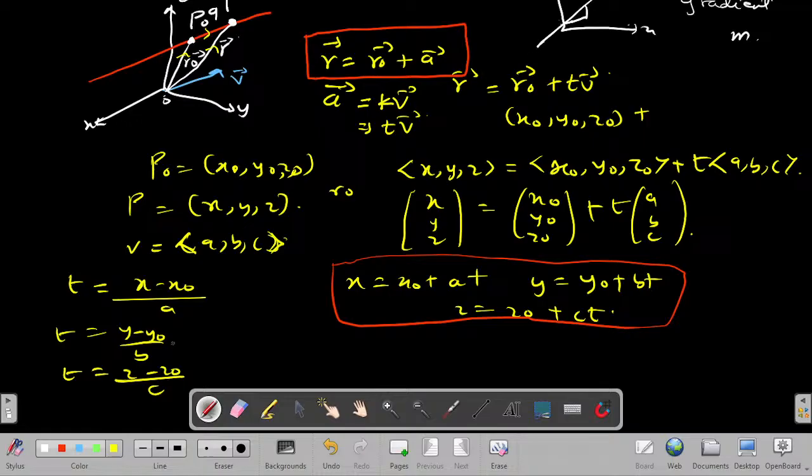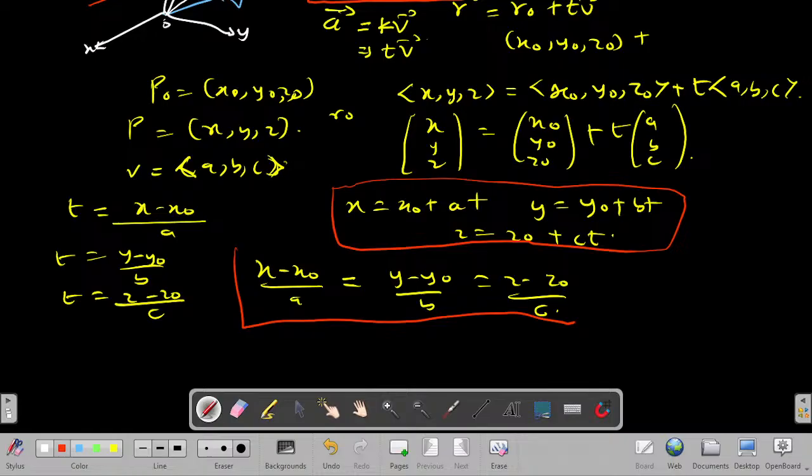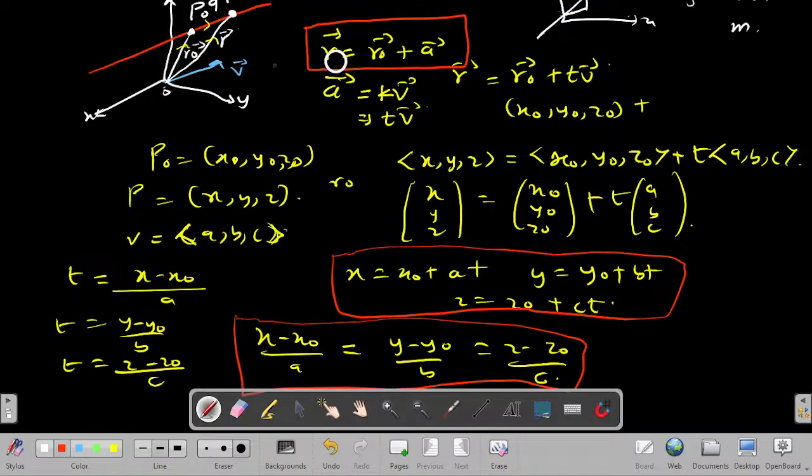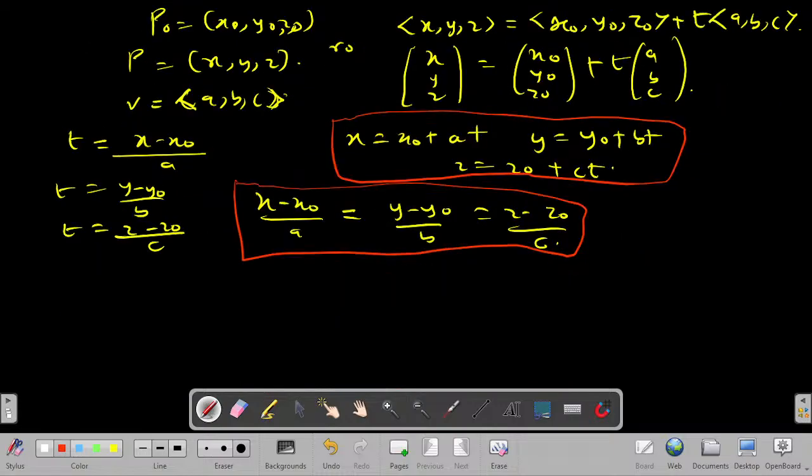Once I have this listed, it means I can equate all of them, because they are all t. They are the same. So x minus x naught over a should be equal to y minus y naught over b, which should be equal to z minus z naught over c. This is what we call the symmetric equation of a line. So these are the three equations that characterize a line. You have the vector equation, the parametric equations and the symmetric equation. One may ask, what about if a or any of the direction numbers is zero?